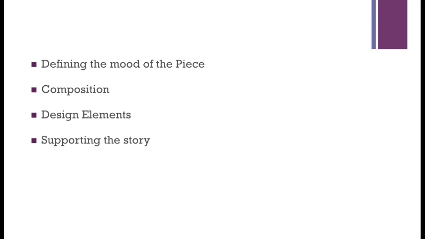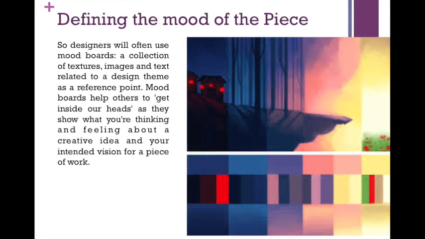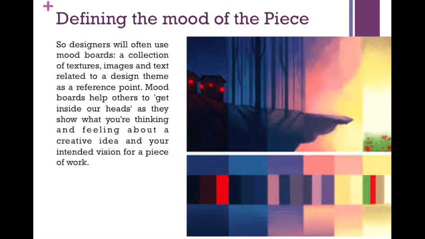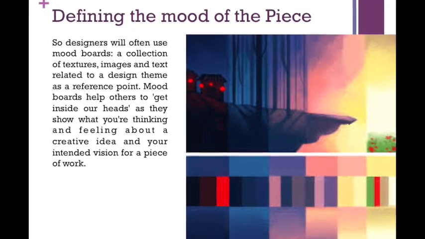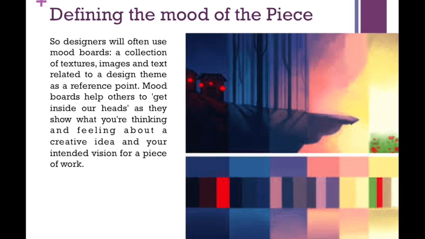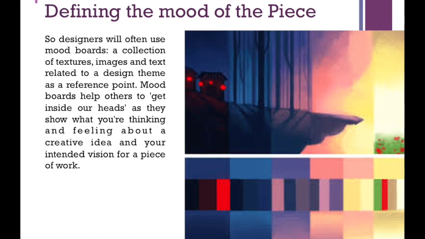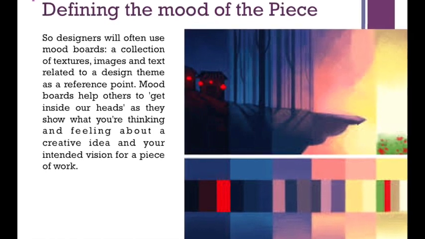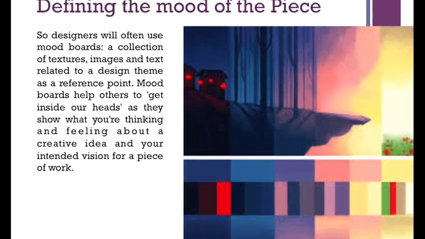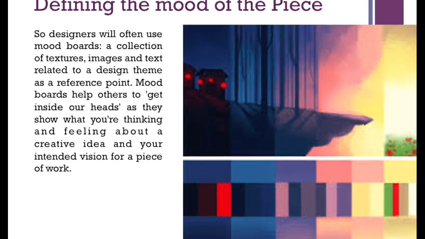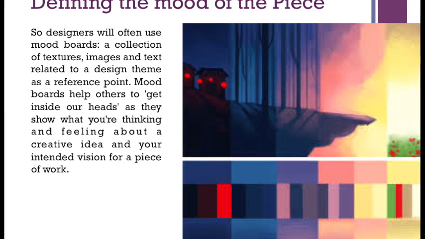Okay, the next slide is defining the mood. This is an example of defining the mood. Defining the mood can also be described by dividing into levels for games, and then dividing into scenes for animation. For example, when the situation is in war, the mood color is more red, orange or yellow. Okay, that's a mood. So mood helps others to get inside our heads, showing that you are thinking and feeling about a creative idea.